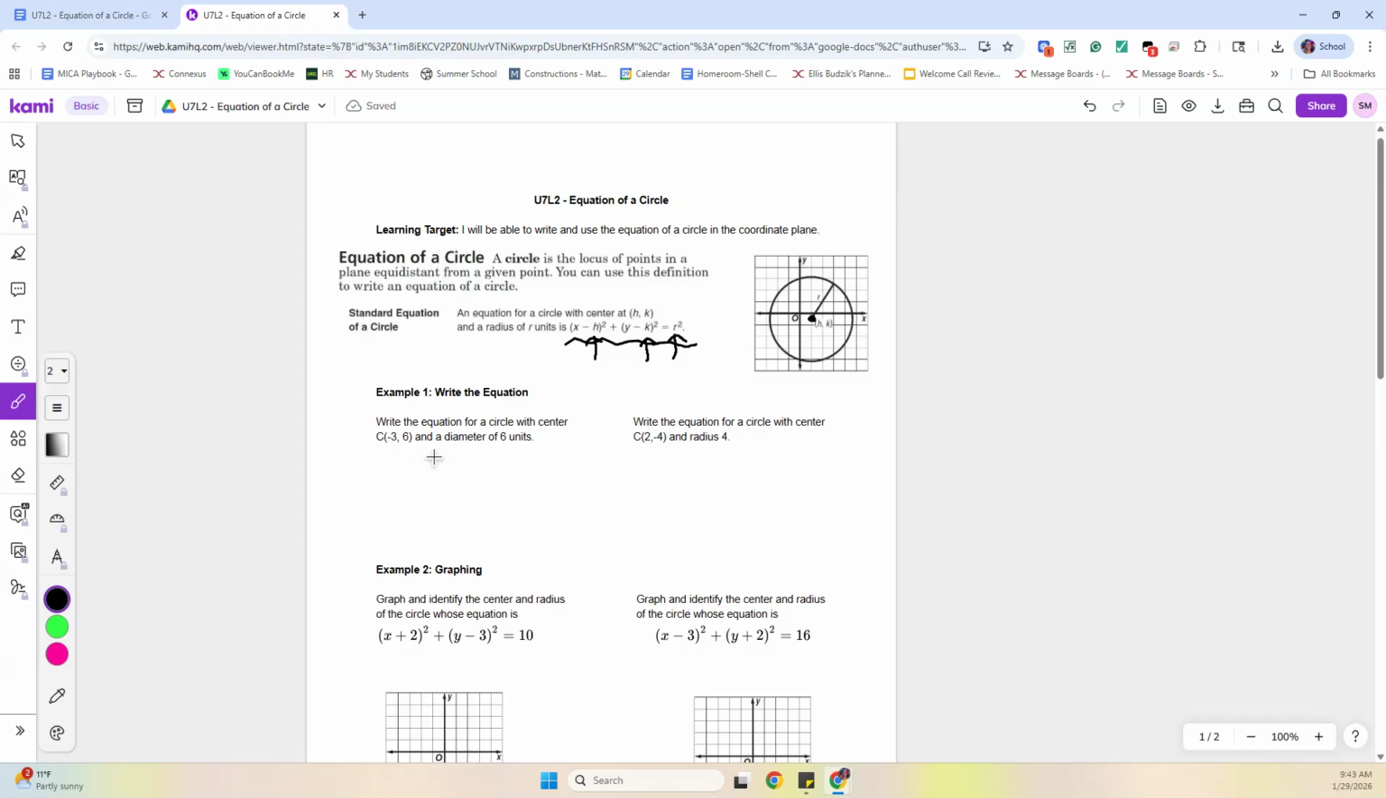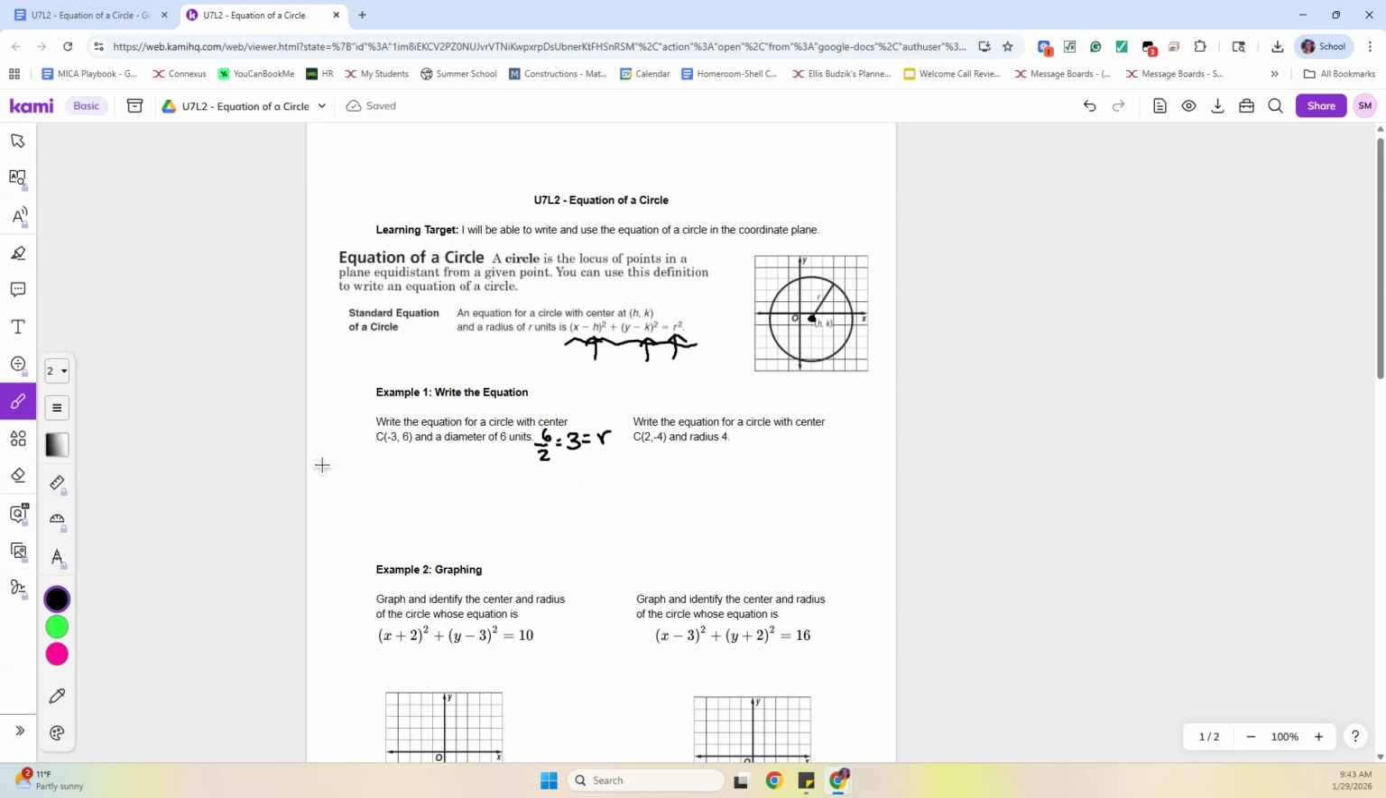For example 1, it says, write the equation for a circle with center (-3, 6) and a diameter of 6 units. Now be careful, because we don't want the diameter, we want the radius. So if our diameter is 6, all we have to do is 6 divided by 2, which is 3, and that's our radius that we're going to be using.